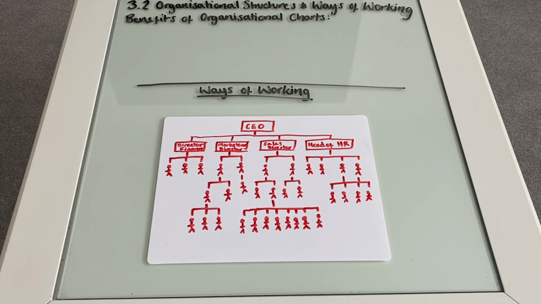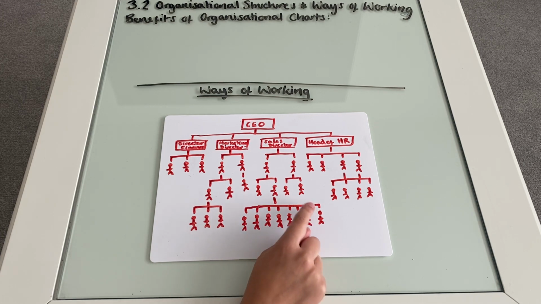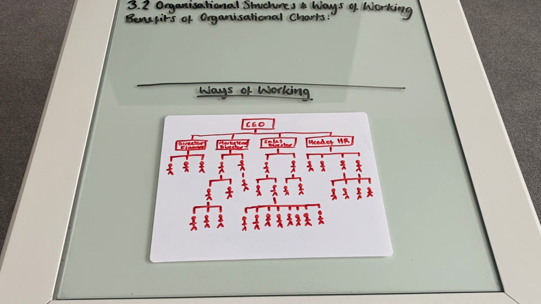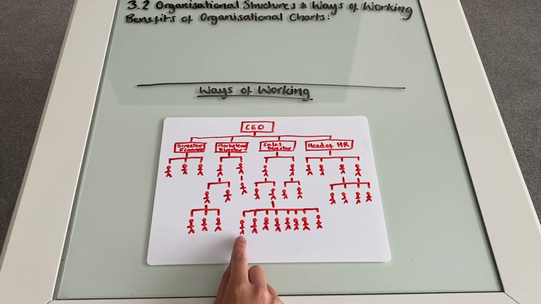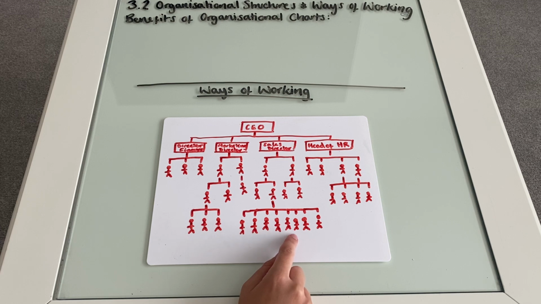Subordinates are the workers someone is responsible for. So this person has got a lot of subordinates. All of these people work for that person. Span of control is the number of subordinates a manager is responsible for. So going back to this manager, their span of control is 1, 2, 3, 4, 5, 6, 7, 8 workers. They've got 8 subordinates under them. Their span of control is 8.